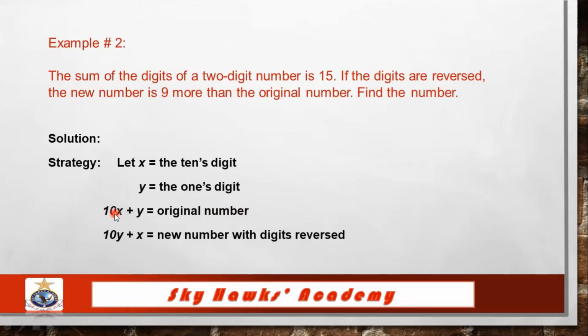So this is the one relation. Now the new number: if the digits are reversed, what do you mean by this reversing? They switch places, interchanging their places. The unit digit is becoming the tenth digit, and the tenth digit is coming to the unit place.